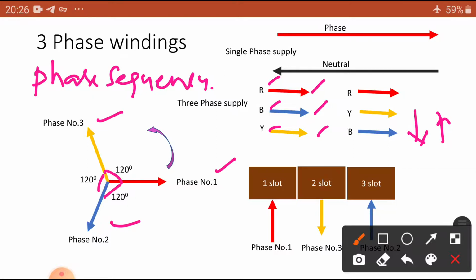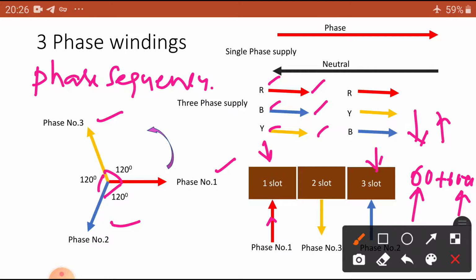That means, for example, one machine having only 3 slots for each north pole: the first phase is given the first slot and the second one is given the third slot. Because this is 3 slots, 60 degrees plus 60 degrees plus 60 degrees, and we require 120 degrees. So R phase is given the first, and the second phase is given the third slot. 60 plus 60, 120 degrees apart.